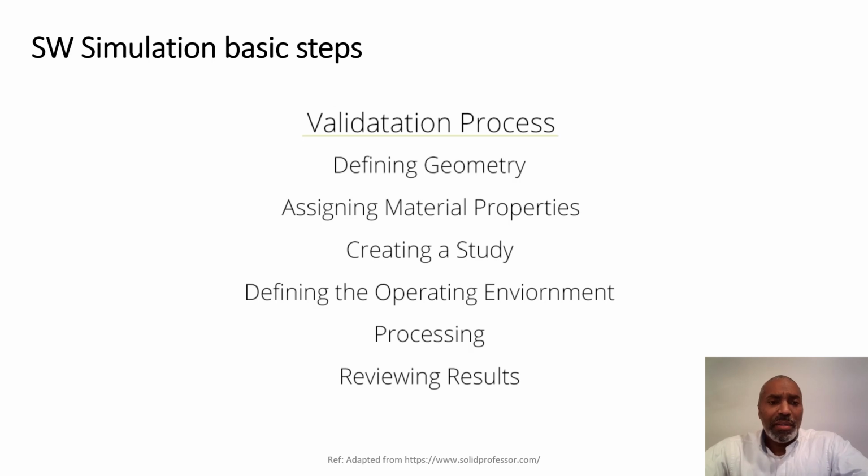So within SolidWorks Simulation, or really any other package that you deal with, there'll be some basic types of steps that you have to take. The first one is defining the geometry. We have some way to come up with our CAD model. Once we have this CAD model, we can assign material properties to it. What's it made out of?